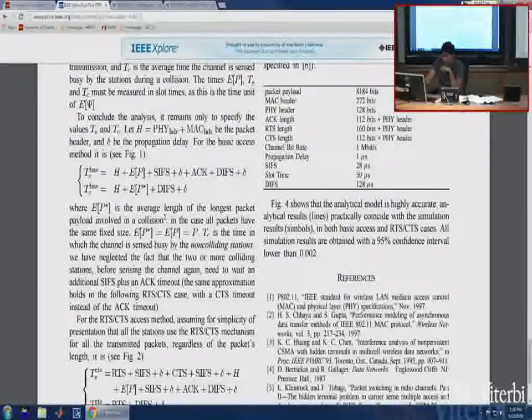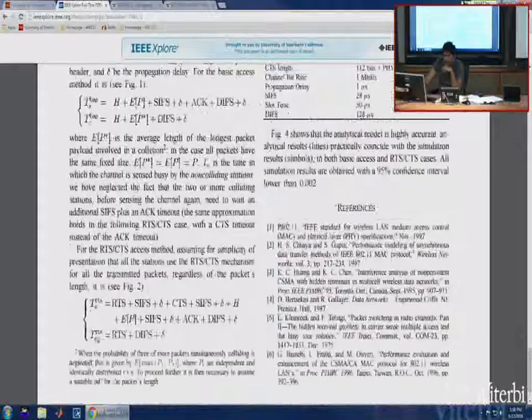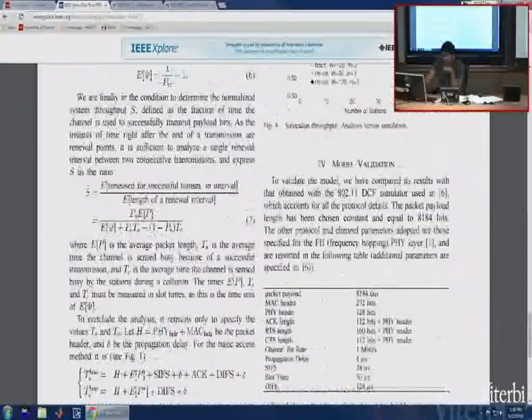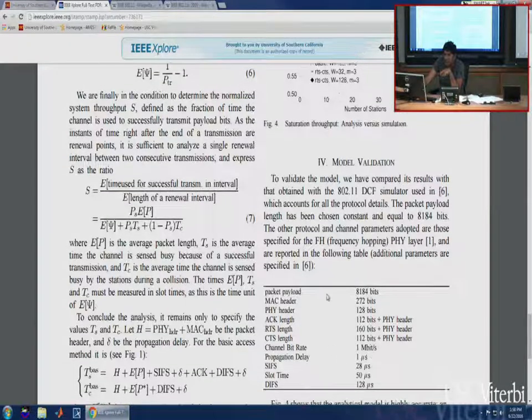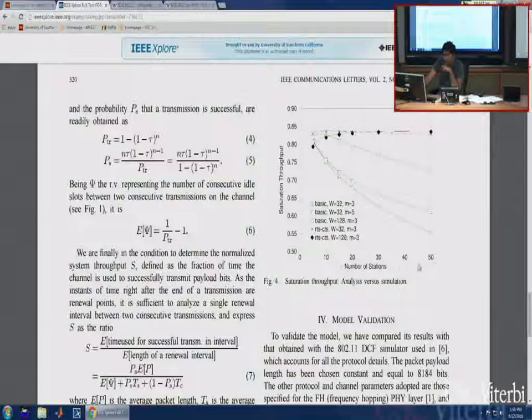So if you have RTS-CTS, the RTS collision time is even smaller. You don't end up waiting for the whole packet. You just wait for an RTS period of time. But in this case, the success time also includes an overhead of RTS, so that's sort of the trade-off there. And then for particular values of these different parameters, for particular values of W and M and number of nodes, which is the x-axis, they're able to derive the saturation throughput and plot it.